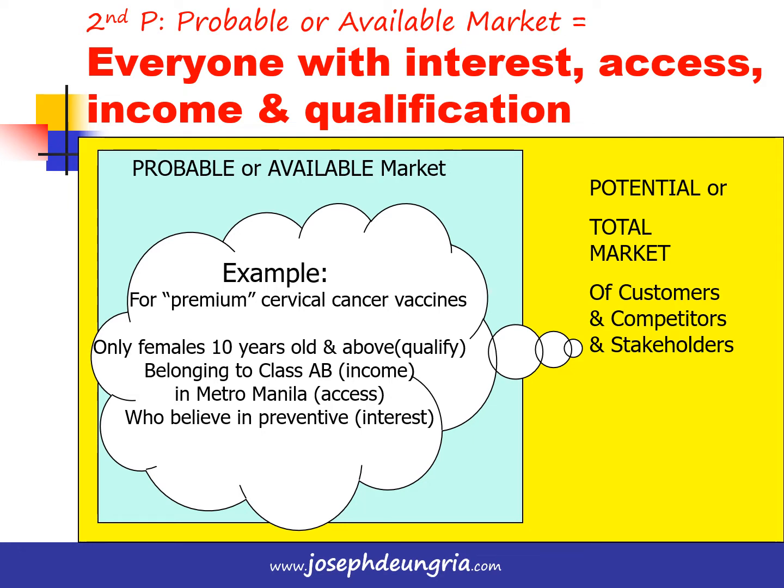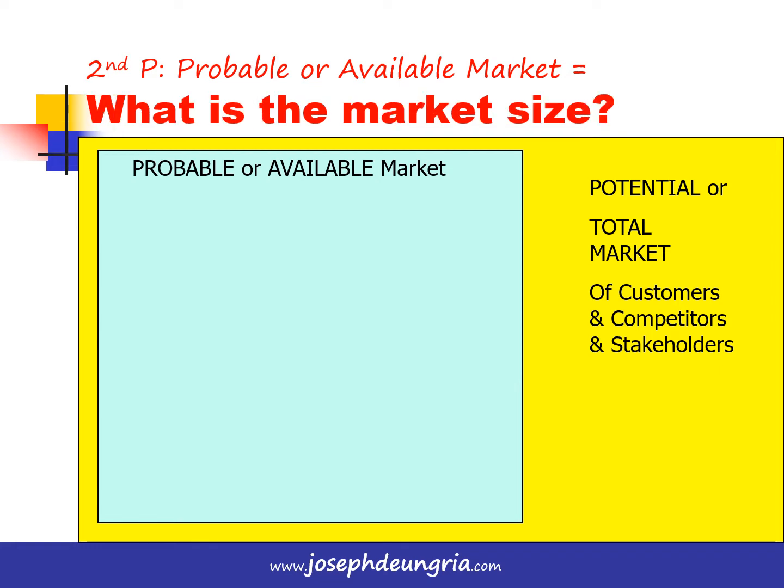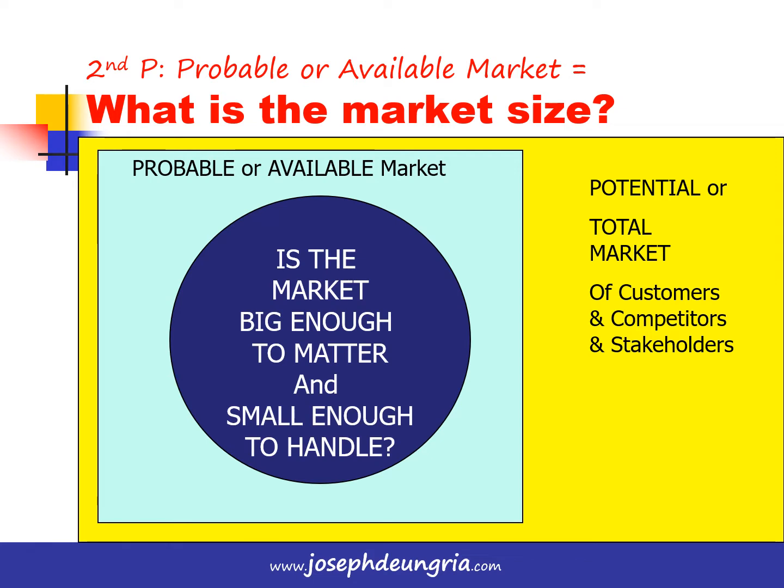So that's the second. If the first question is who's the potential market, the second question is who's the probable market. Third question, what is the market size? We've discussed before that the market should be big enough to matter, but small enough to handle. Meaning, if you enter the market and you're successful, the reward should be worth your time and effort. That's big enough to matter. But also, it should be small enough to handle.